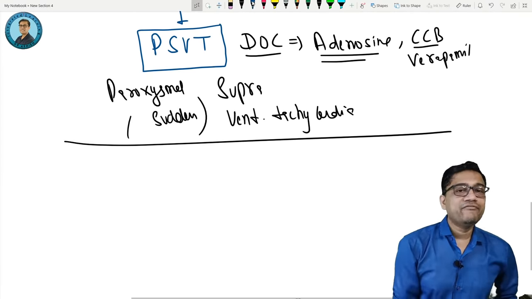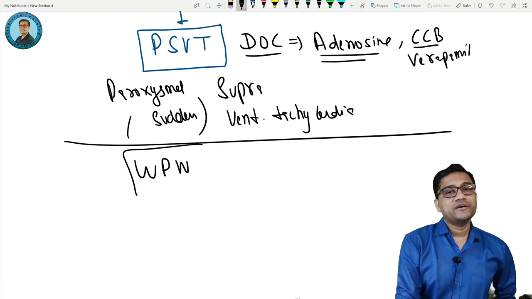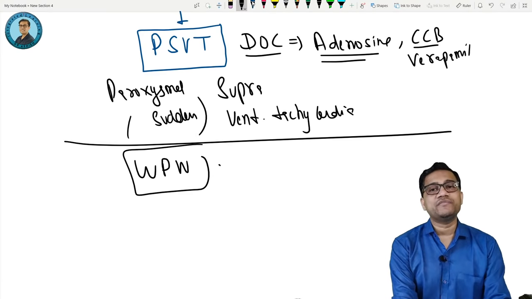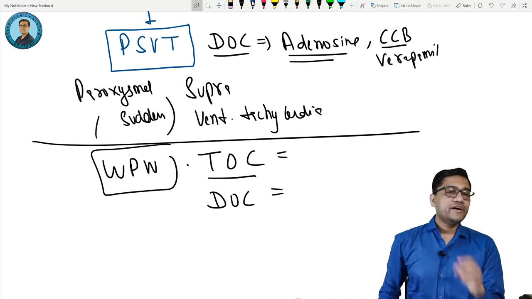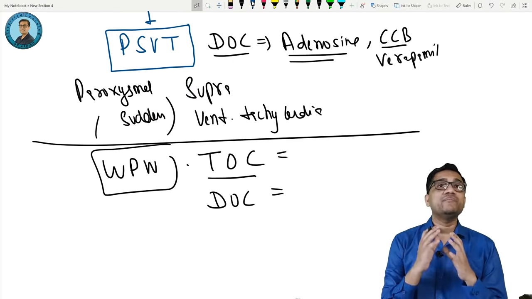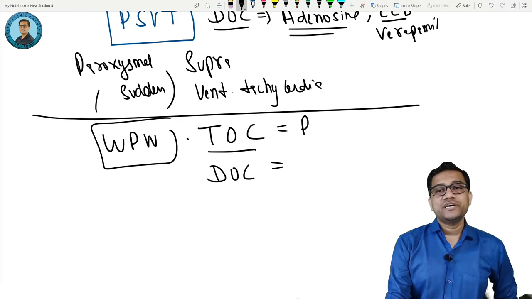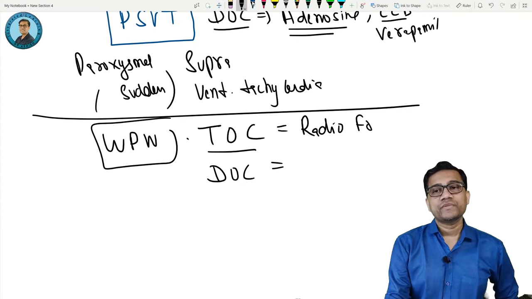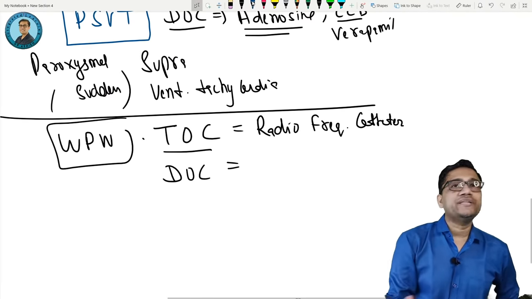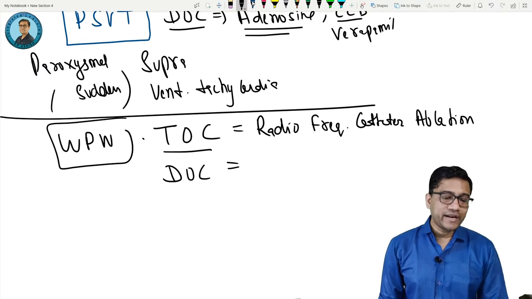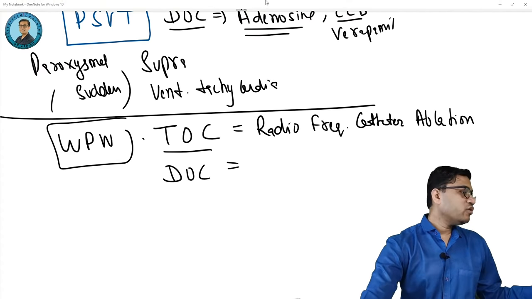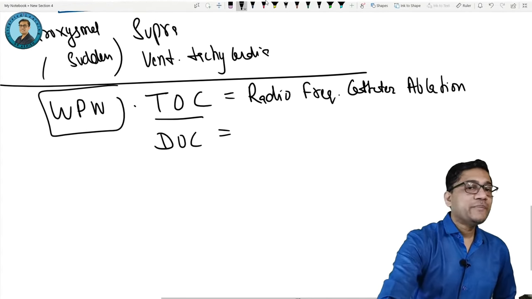Are you clear? And for Wolf Parkinson White, we will want to block that abnormal conducting pathway. So what is the treatment of choice? TOC and drug of choice, two questions are there, treatment and drug of choice. First understand, in the treatment we will remove this abnormal tissue. That is called radio frequency catheter ablation. We use an AC current and destroy that abnormal pathway. So we will destroy that abnormal structure. What is it called? Radio frequency ablation. That is the treatment of choice.